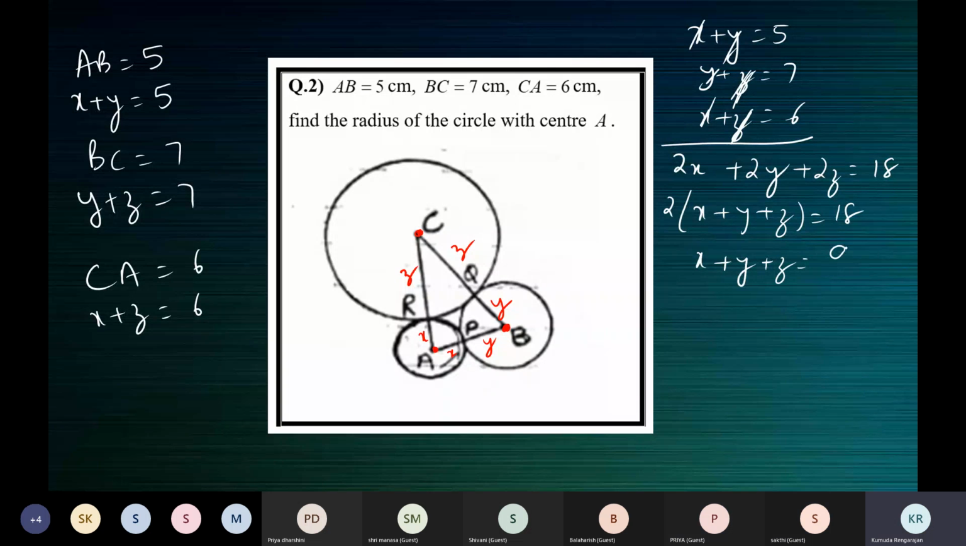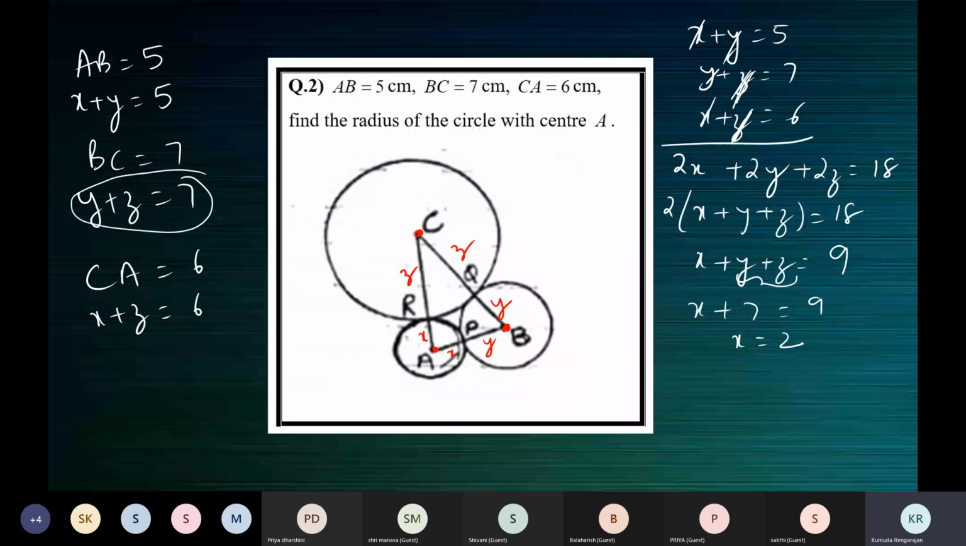We need to find the radius of the circle with center A. So do we need to find X or Y or Z? We need to find the value of X. Then what's the value of Y plus Z? 7. So X plus 7 is equal to 9. Is this right? Yes, ma'am. X is 2. See, like this, you can find all the values. Now that you got X is 2, we have answered the question. The radius of the circle with center A is 2 centimeters.